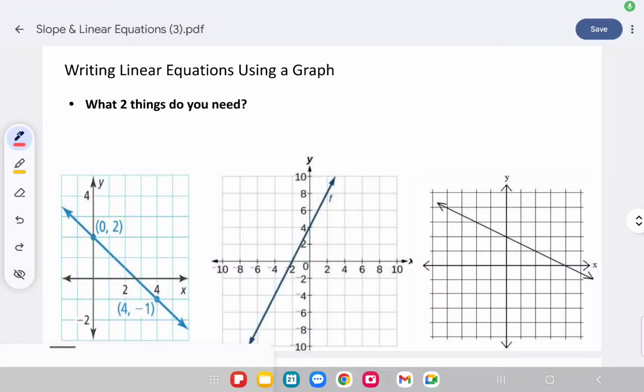We need to write a linear equation. We have two different options we can use. We can use slope-intercept form, which is y equals mx plus b. It's called slope-intercept form because in order to use it, we need to know the slope and we need to know the y-intercept. Our other option is to use point-slope form.